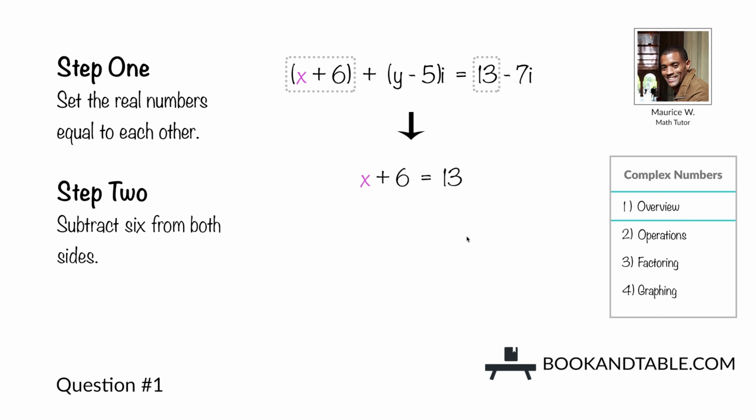Question number 1, step 1, set the real numbers equal to each other. So on the left side we have x plus 6 as the expression that represents our real number. And on the right side we have 13 as our real number. So we have x plus 6 is equal to 13, and now we solve for x by subtracting 6 from both sides, giving us x is equal to 13 minus 6, which would be 7.